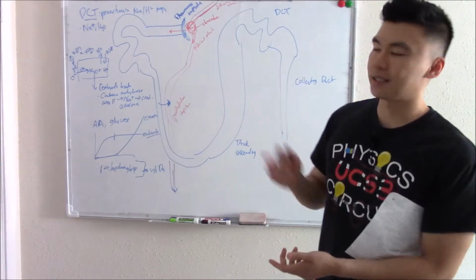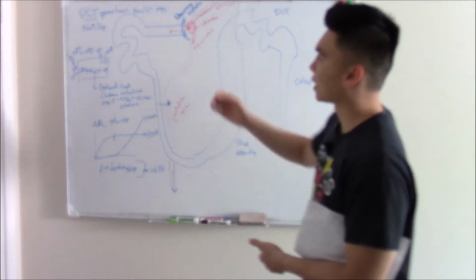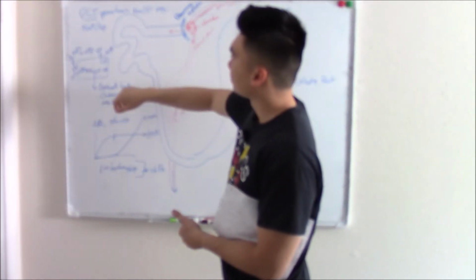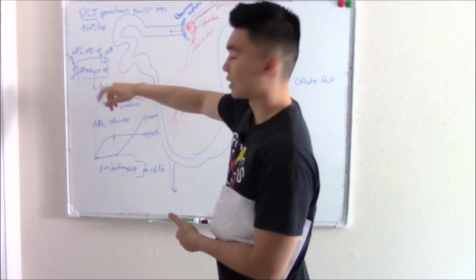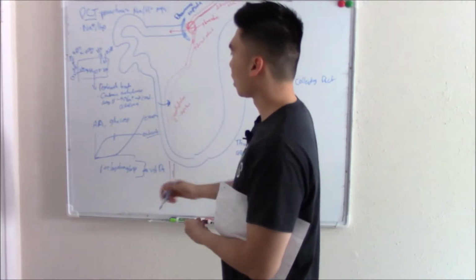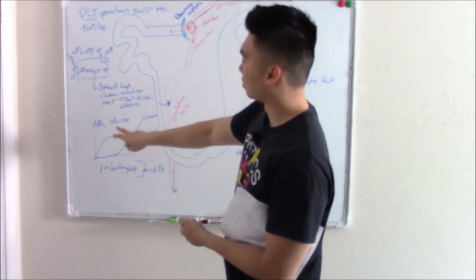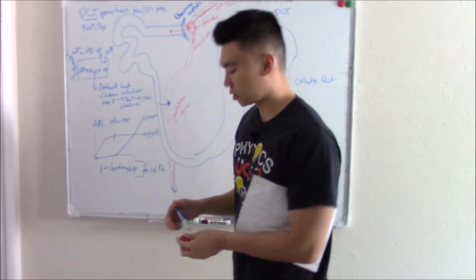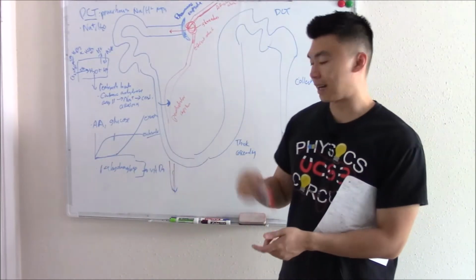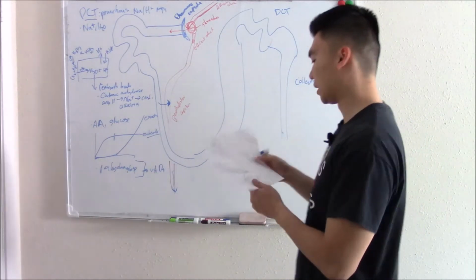All right, so your PCT does a ton of things. Let's just recap. It reabsorbs sodium and bicarb at the expense of H+. It reabsorbs amino acids, reabsorbs glucose to a certain amount, and also has a hormonal function, 1-alpha hydroxylase. That is your PCT. Let's move on.